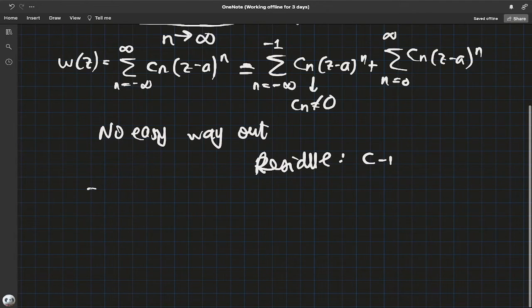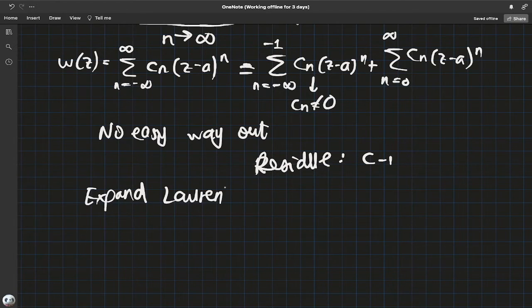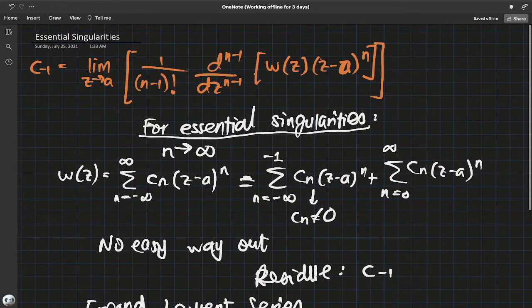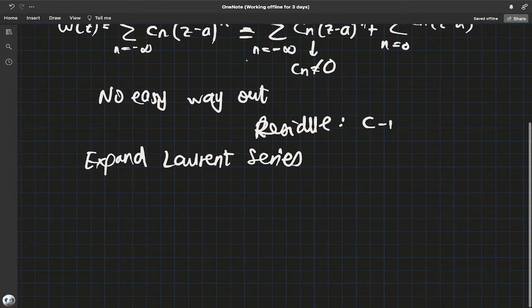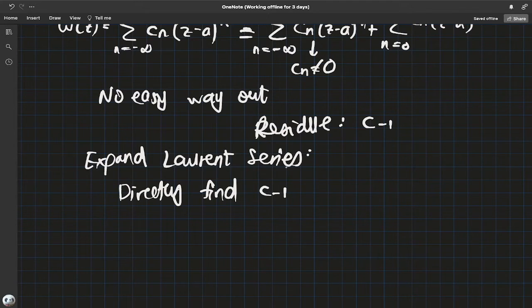You expand the Laurent series. That's what I'm saying. There's no easy way out. Using the factorial calculation, you could have skipped that for poles, because again poles can be skipped. They're removable singularities. Expand the Laurent series and then directly find c sub minus 1 in the series.